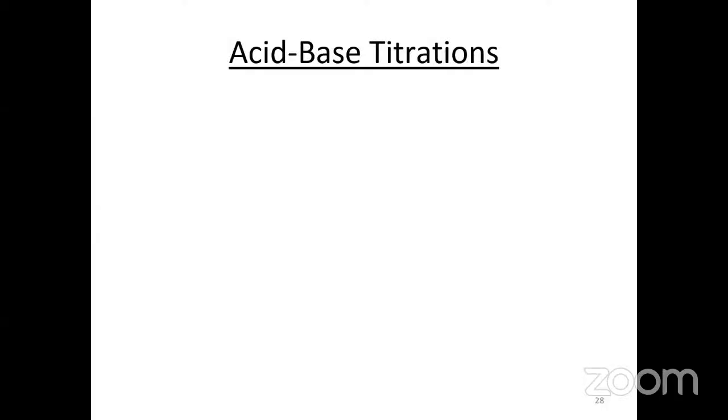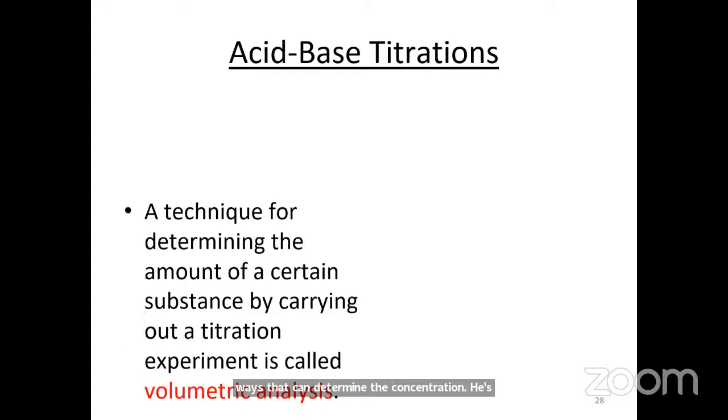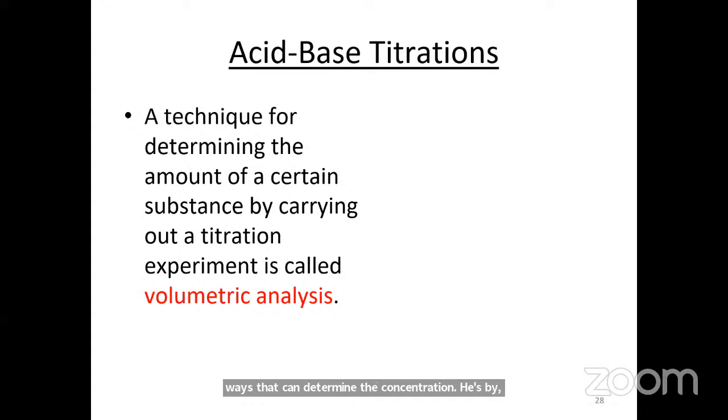One of the ways we can determine the concentration is by titrimetry. That's an acid-base titration. This is a technique for determining the amount of a certain substance by carrying out a titration experiment called volumetric analysis.